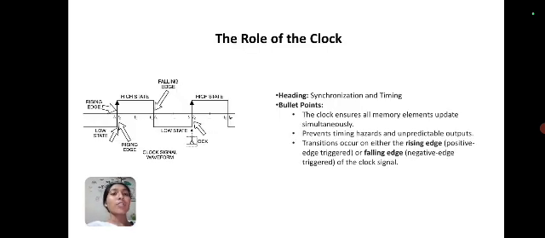And then the role of the clock in a sequential circuit. Synchronization of timing: the clock ensures all memory elements update simultaneously, preventing timing hazards and glitches in outputs. The clock can be rising edge, positive, or falling edge, negative. Falling edge means negative, rising edge means positive.